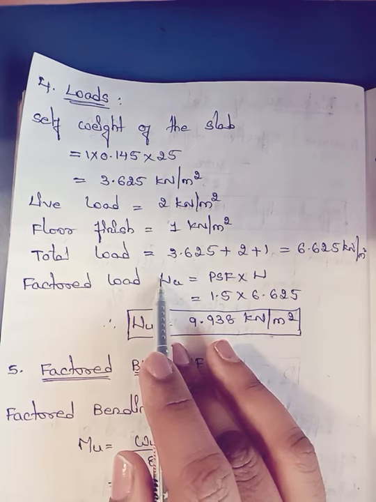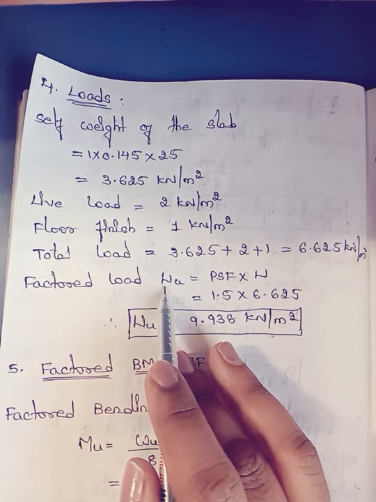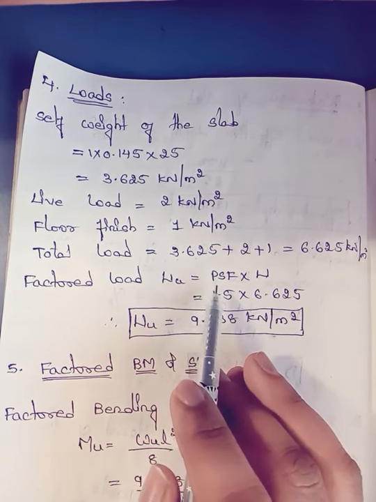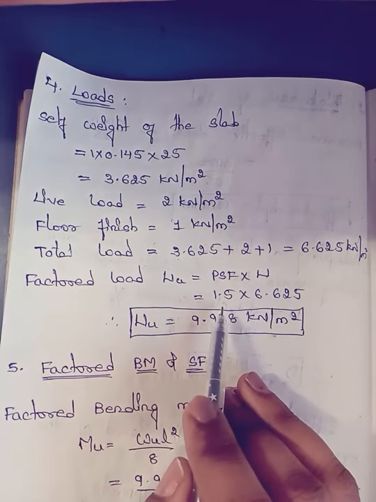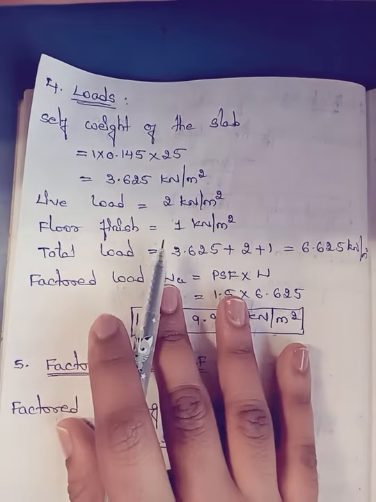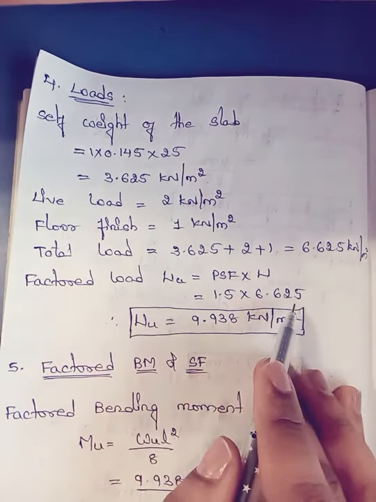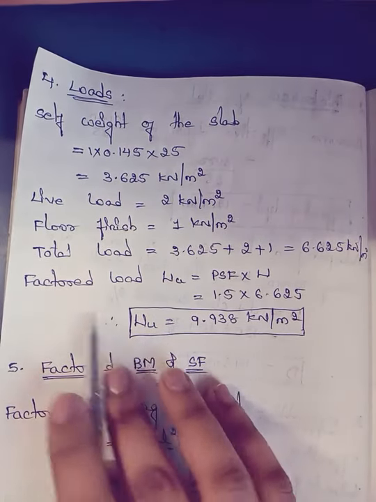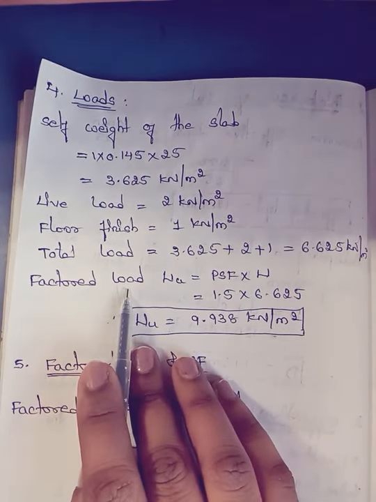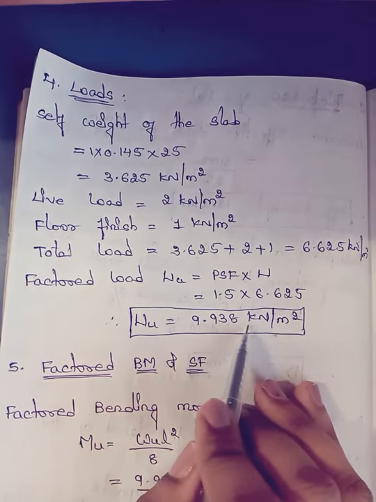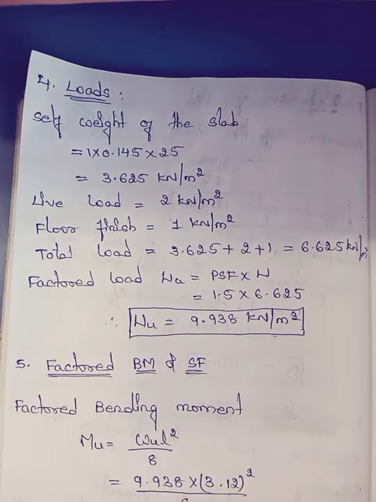So now we know the total load. We need to find out the factored load. So factored load is given by what? Partial safety factor into total load. So partial safety factor is 1.5 into 6.625 will give the design load or factored load, which is equal to 9.938 kilonewton per meter square.